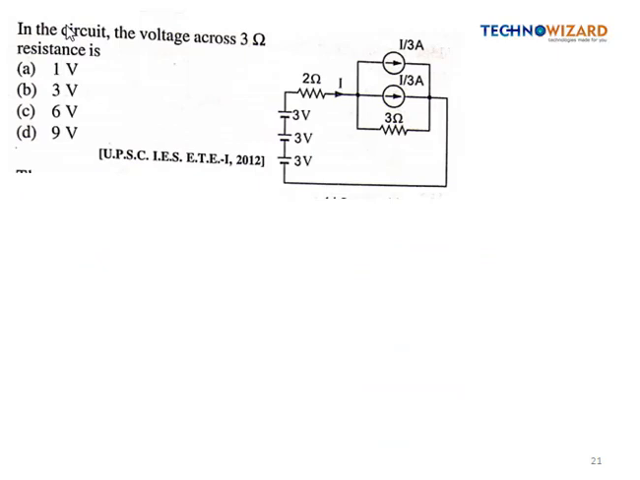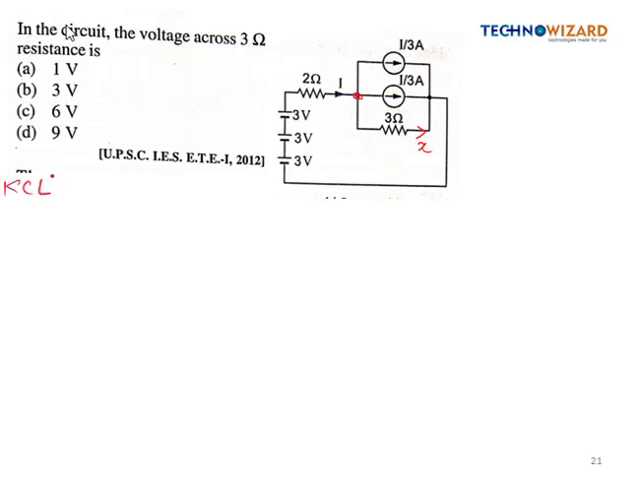Okay, so this is our next question. In the circuit, the voltage across 3 ohm resistance is, okay, so we have to find out the voltage across 3 ohm resistance. Okay, so let's apply the KCL at this node. Here incoming current is I and the outgoing current is I by 3 and I by 3, and suppose in this branch current X is flowing.